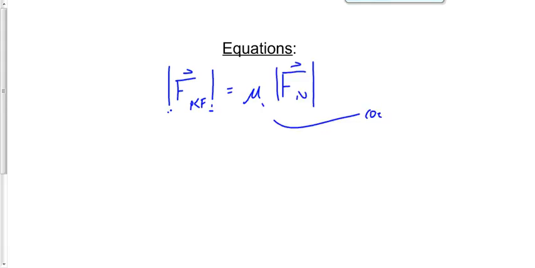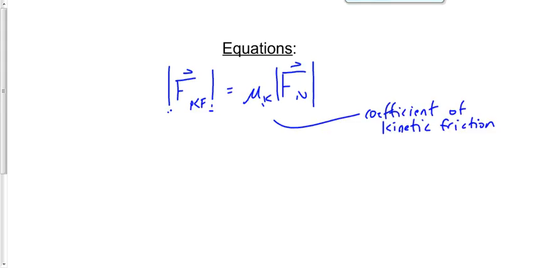Mu stands for the coefficient, in this case, the coefficient of kinetic friction. There are no units. It's not grams, it's not kilograms, it's not newtons. It is essentially a measure of how much two things stick together. The coefficient of kinetic friction between ice and rubber is low because they don't stick together very well. The coefficient of kinetic friction between pavement and rubber is much, much higher because they stick together much better.